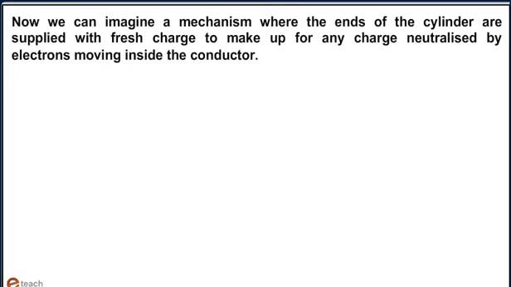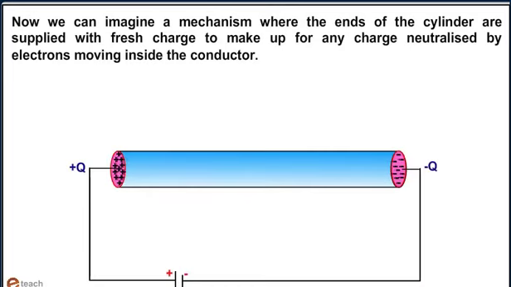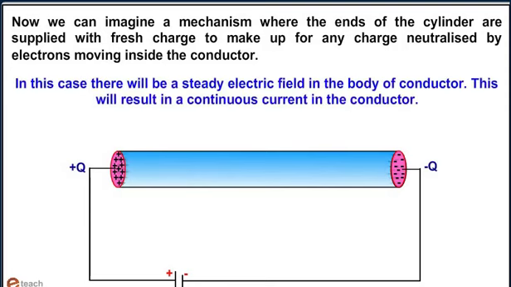Now we can imagine a mechanism where the ends of the cylinder are supplied with fresh charge to make up for any charge neutralized by electrons moving inside the conductor. In this case, there will be a steady electric field in the body of the conductor. This will result in a continuous current in the conductor.